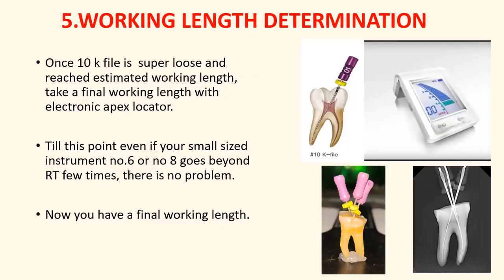Now the next step is the working length determination. Once your number 10 K file is super loose and reaches the estimated working length, then take a final working length with the electronic apex locator. Till this point, even if your small size instrument, number 6 or number 8, goes beyond the radiographic terminus several times, there is no problem. Now you have a final working length.